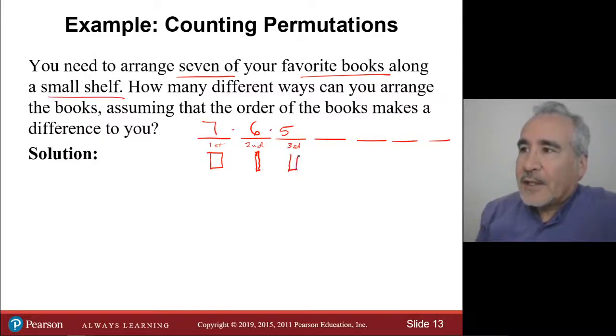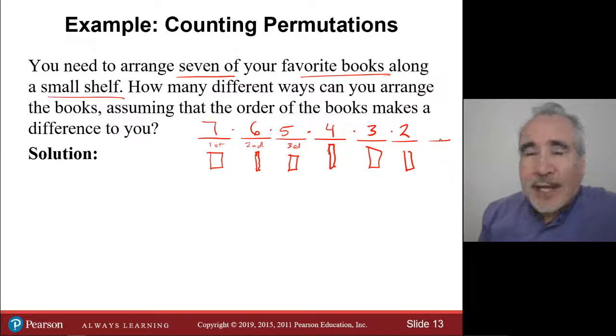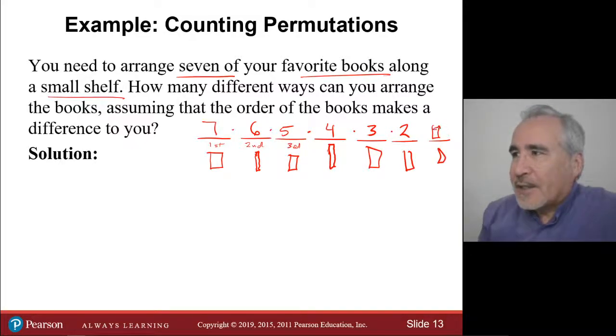Put a book. How many are left? 4. Put a book. Let's go with this one. How many are left? 3. Put a book. How many are left? 2. How many are left? 1. I have no choices, but I have to put a book here. There's really 1 choice. I'll put it down here.